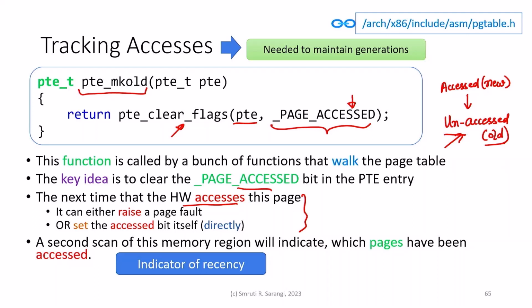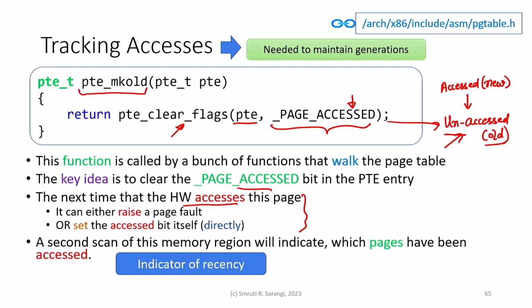So the key point is that I scan memory once, I find it is accessed, and I convert it to not accessed. The second time I scan memory, if it is still not accessed, it means that for a long duration it was not accessed, otherwise the bit would have been set. So this becomes a target for eviction. That was broadly the idea in those algorithms also.